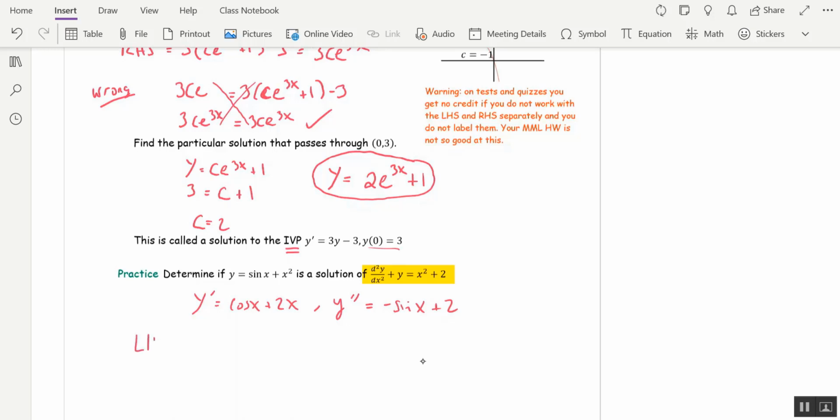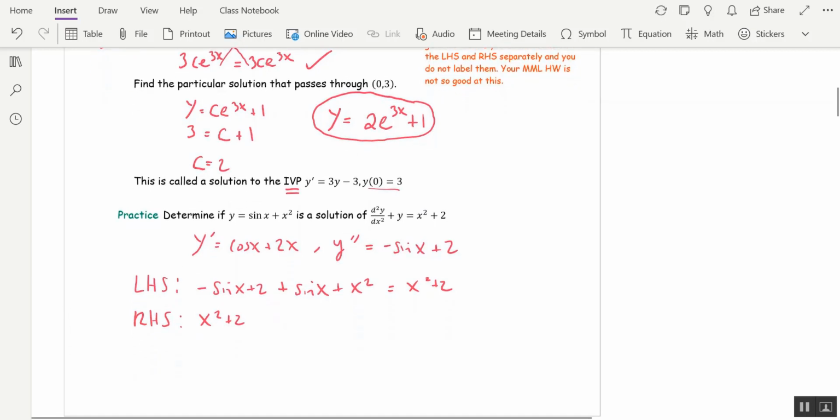The left-hand side is y double prime plus y. So that's negative sine x plus 2 plus y, which is sine x plus x squared. So that simplifies to x squared plus 2. And the right-hand side of the equation is x squared plus 2. So I see right away that the left-hand side is equal to the right-hand side. So yes, I have a solution.